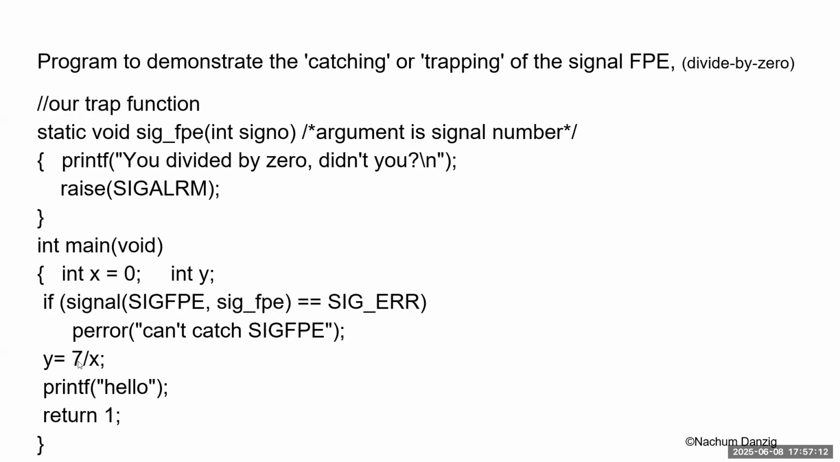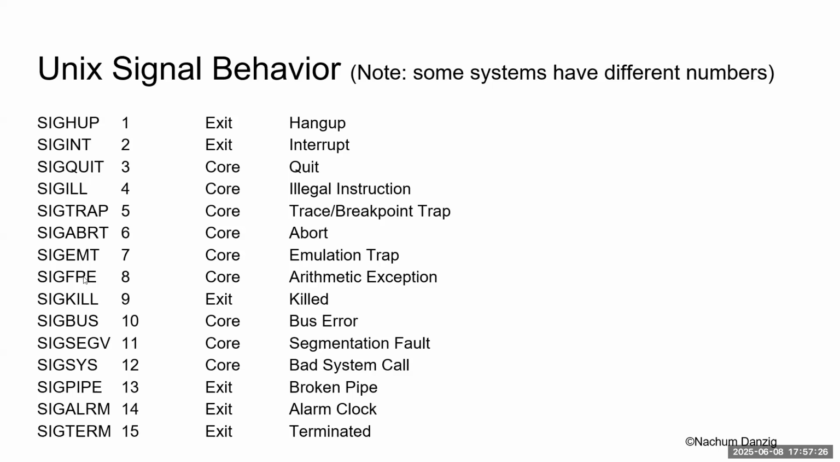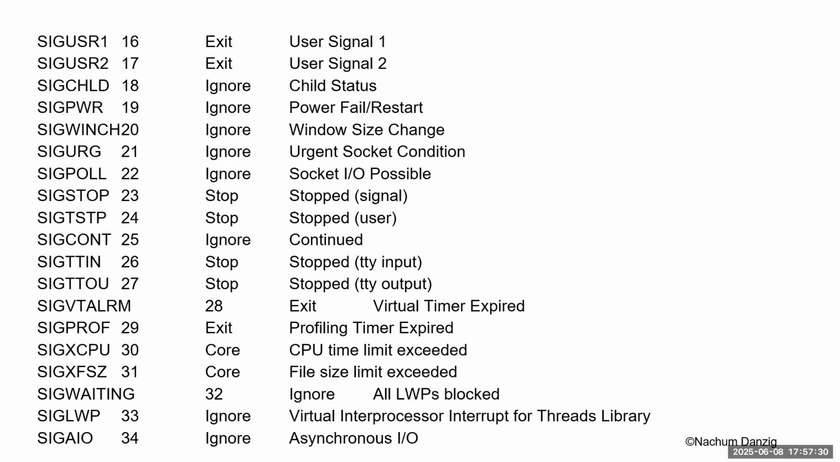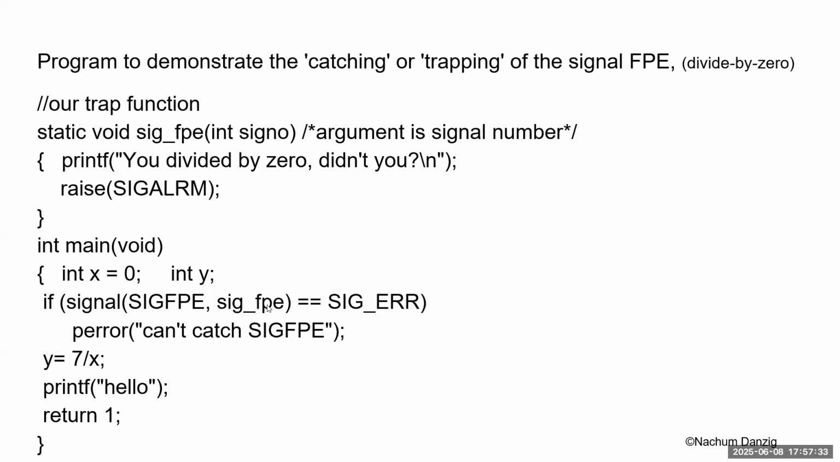But before I generated the signal, I wrote this signal command, which means when I get SIGFPE, which of course I'm going to get here, instead of doing what you normally do, which is what? Let's go back. SIGFPE: core. Core means die. Instead of dying, do the function sigfpe. That function is in here. Notice that it takes exactly one parameter, it has to, the signal number, which will be 8 in this case. And it'll print, you divided by 0, didn't you?